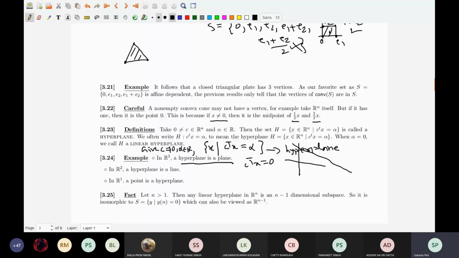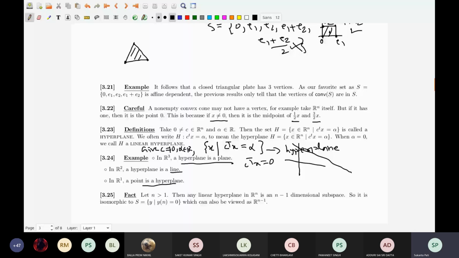So in Rn, if n is greater than 1, when alpha is equal to 0, it is called a linear hyperplane. I think the name has come from linear subspaces. Sometimes vector spaces over R or C are also called linear spaces. Some old traditional texts would use that name.